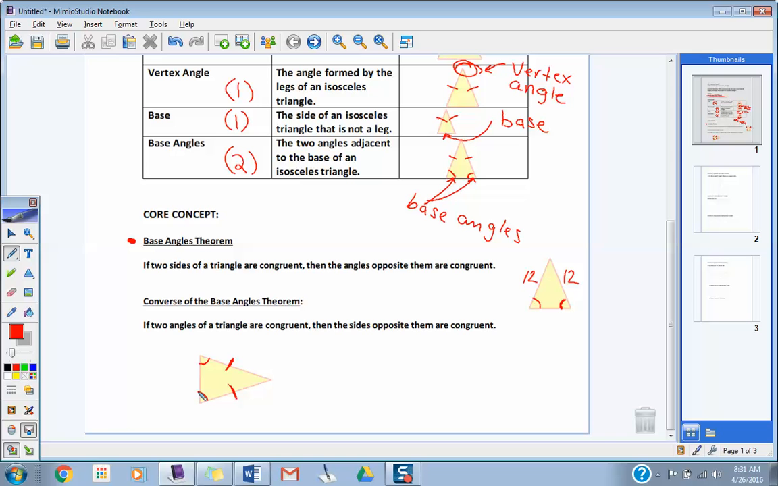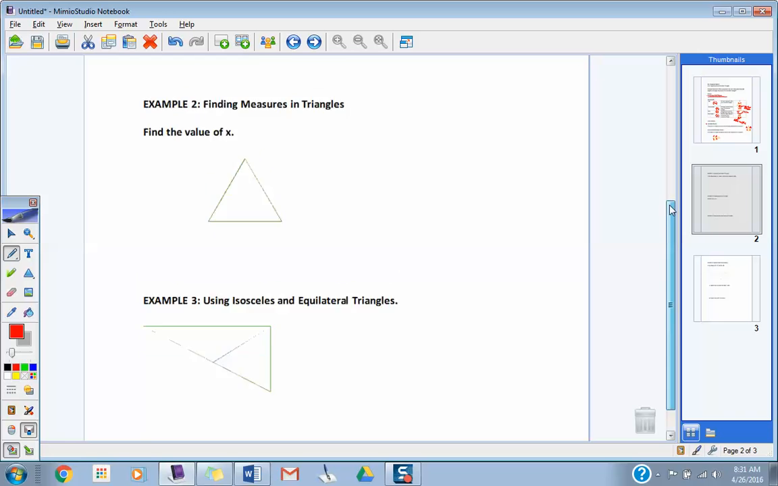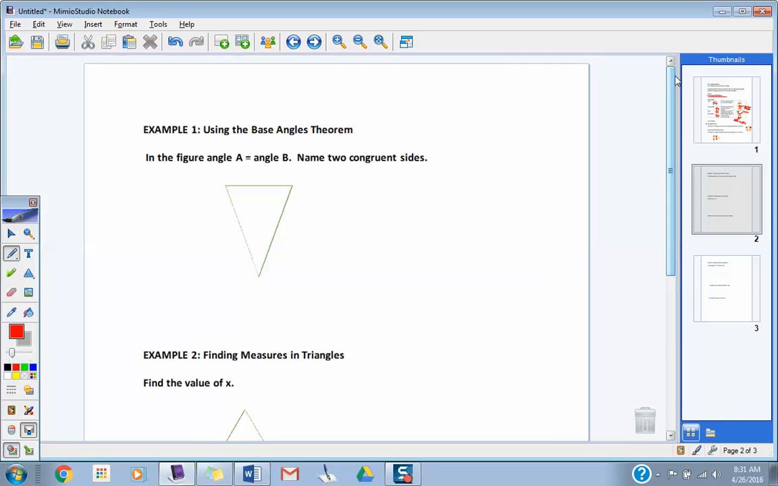Let's run through these examples here. I think I've got about 3 or 4 examples to run through. I need some help labeling some stuff, kiddos. Got it. All right, so it says use the base angles theorem. It says in the figure, angle A is equal to angle B, name two congruent sides. Please help me with the vertices up here. What's this? B? No. This is? A.